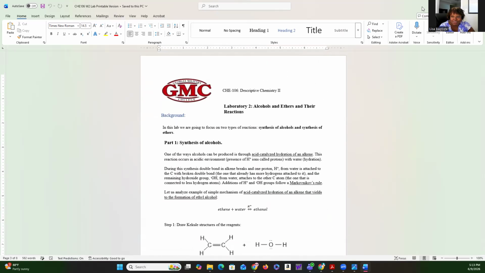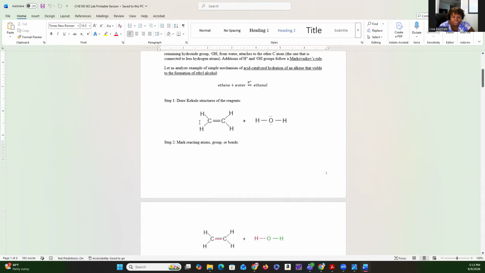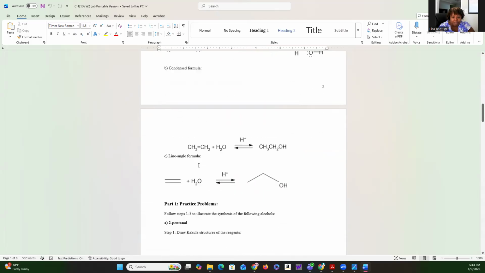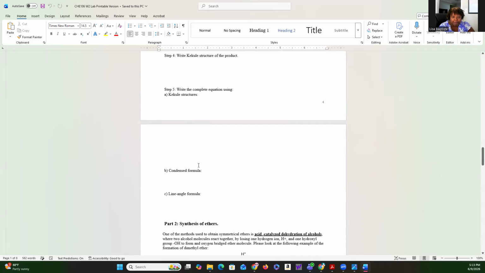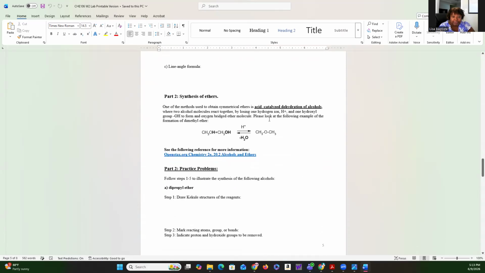All right, so that's your laboratory activity. So what you're going to do is complete all of these parts. So you have your practice for your alcohols, and then here is your synthesis of ethers.